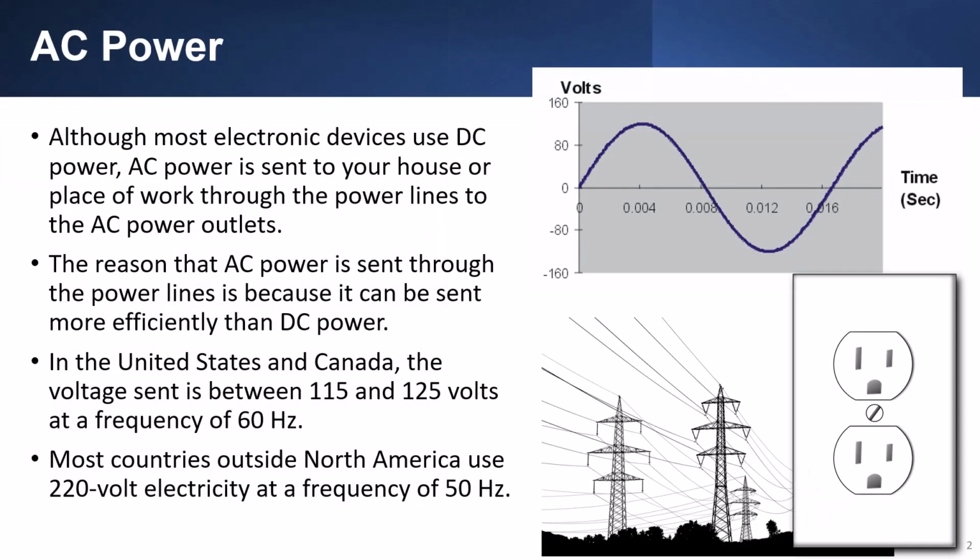Although most electronic devices use DC power, AC power is sent to the house or place of work through the power lines to the AC power outlets. The reason that AC power is sent through the power lines is because it can be sent more efficiently than DC power. In the United States and Canada, the voltage sent is between 115 and 125 volts at a frequency of 60 Hz. Most countries outside of North America use 220 volt electricity at a frequency of 50 Hz.